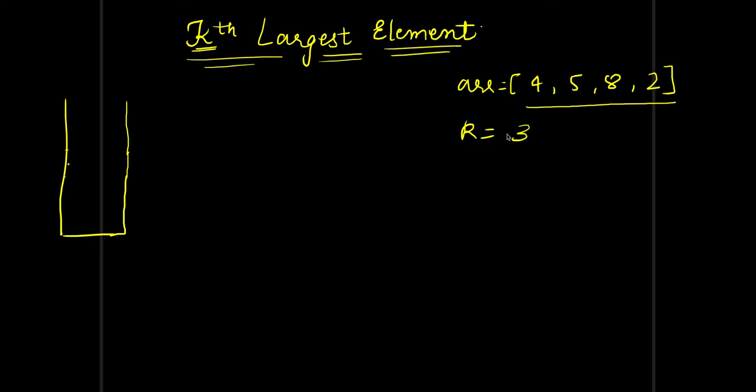Without any thinking, you would say that we can just simply sort this array. By sorting it, it becomes 2 4 5 8. After that, we take index 3 minus 1, which is 2, and the value at that index is 5, so 5 is the kth largest element in the array. This approach completely works and gives us a time complexity of n log n.